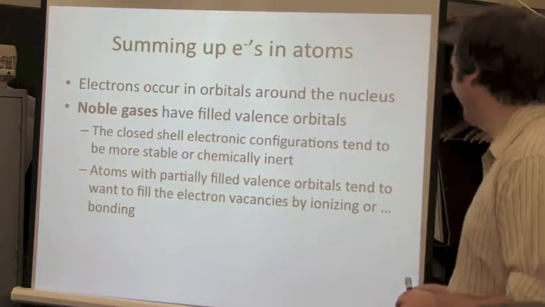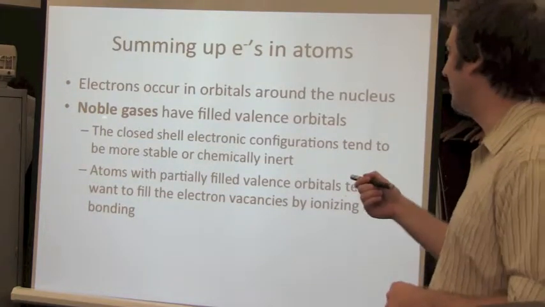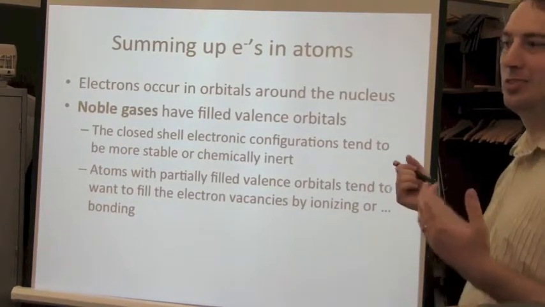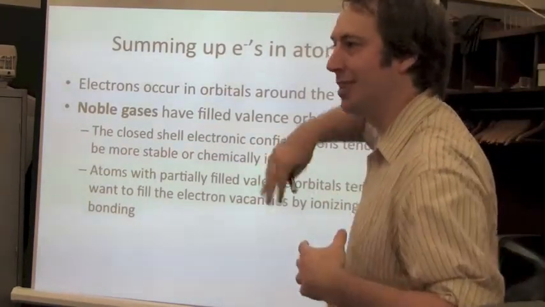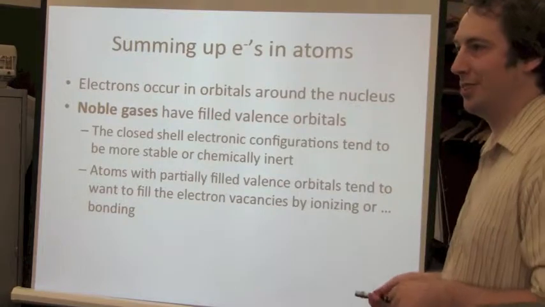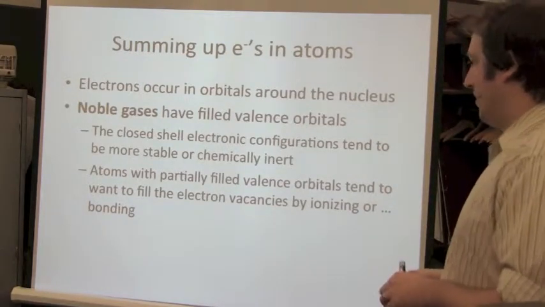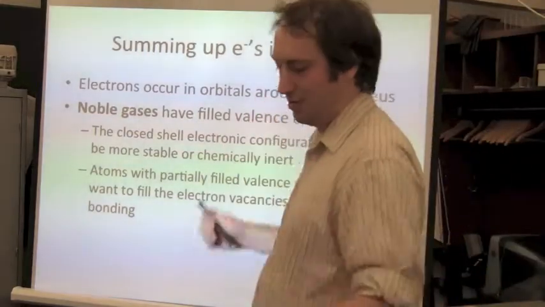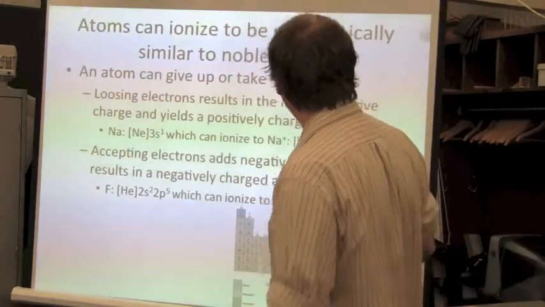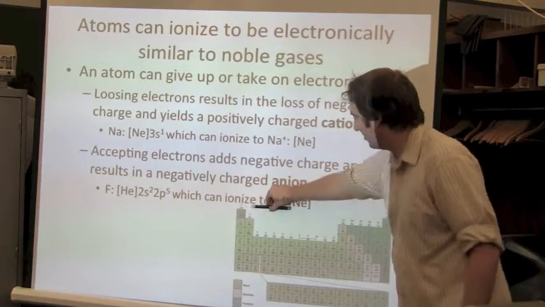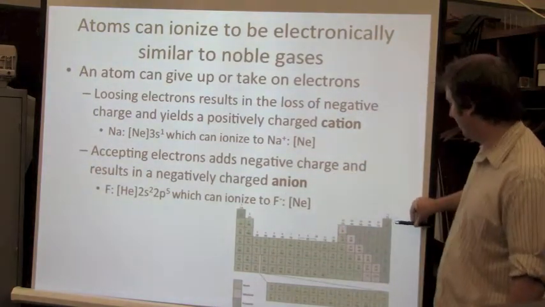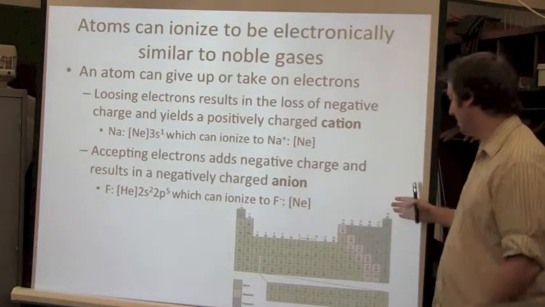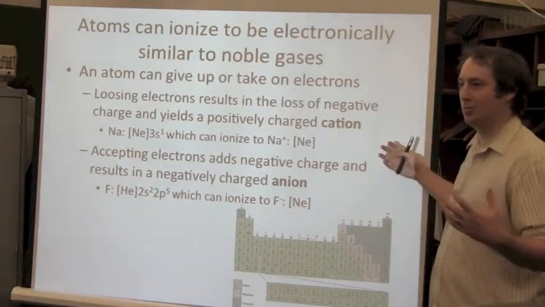So, noble gases have filled valence orbitals, and I'm introducing a new word here, valence. Valence just refers to the outermost electrons. Not the number of electrons outside of the orbital, but the outermost orbitals. If I go back a slide, this row has just hydrogen and helium in it. It's an s orbital, so that's the valence orbital. It's the outermost orbital.